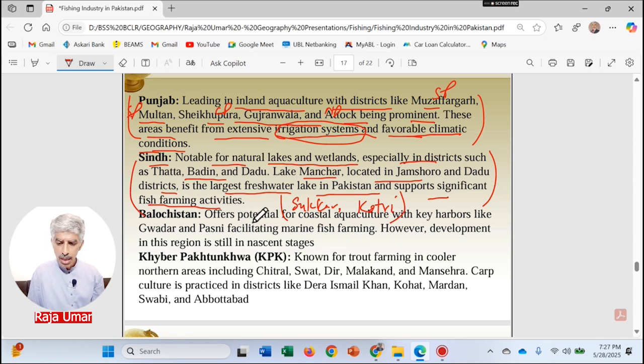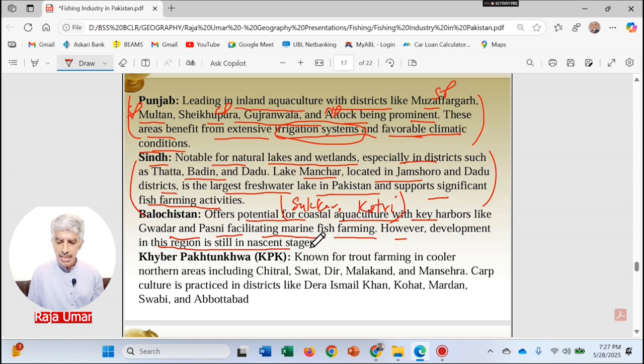Balochistan offers potential for coastal aquaculture, as I was telling you, marine fish farming, with key harbors like Gwadar and Pasni facilitating marine fish farming. However, development in this region is still in nascent stages, the earlier stages, but we believe that in future we will have really very good development of the fishing industry in Balochistan province.